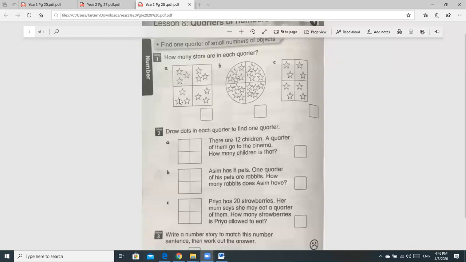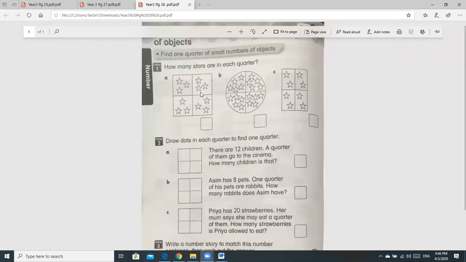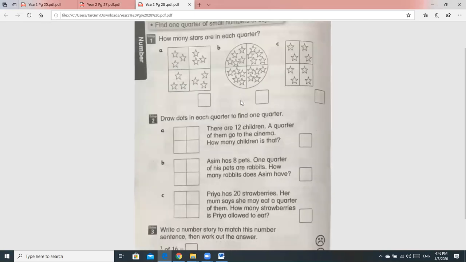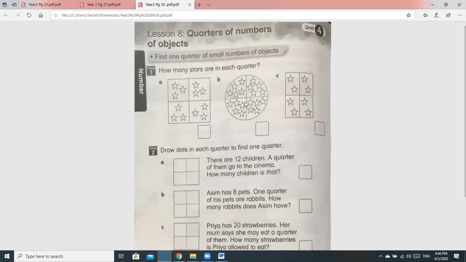Okay, here. How many stars? This page is called quarters of number. What does quarters of number mean? It means I divide any number into 4 equal parts. We say quarter means what? 4 equal parts. Half means what? 2 equal parts. Half, 2. Quarter, 4.